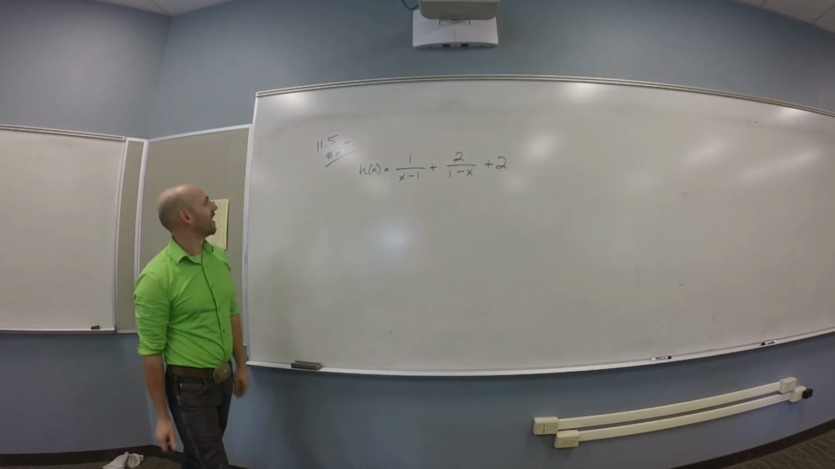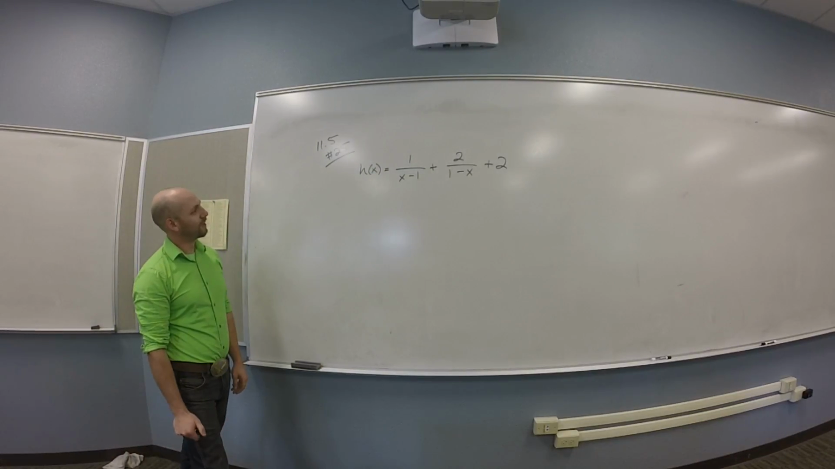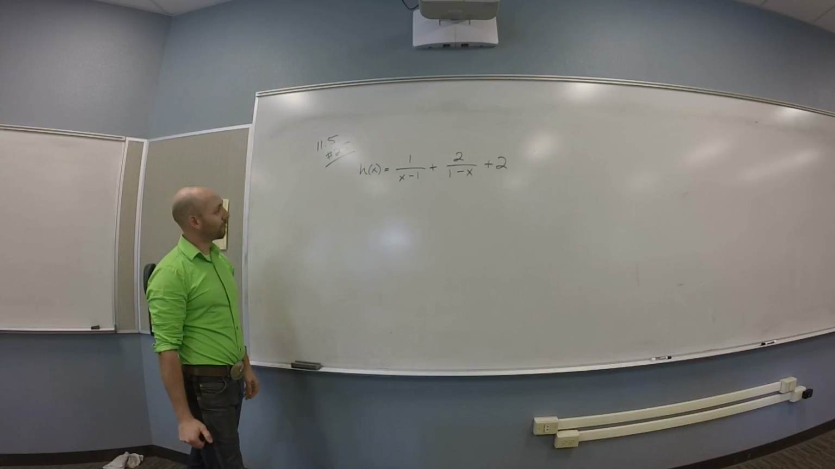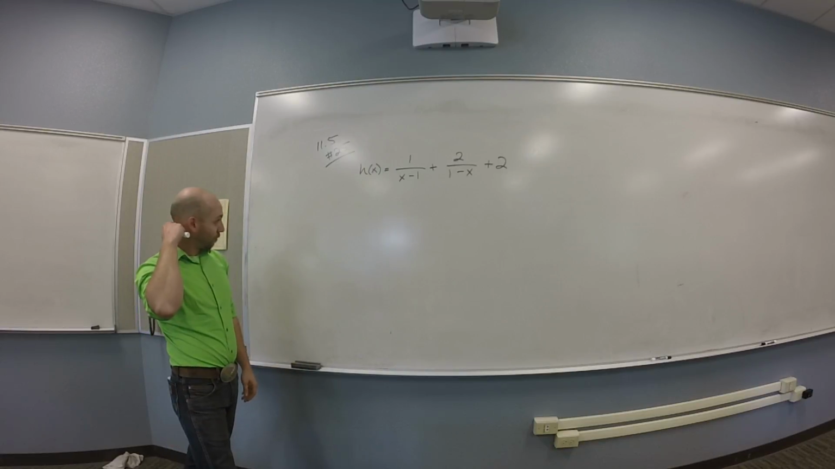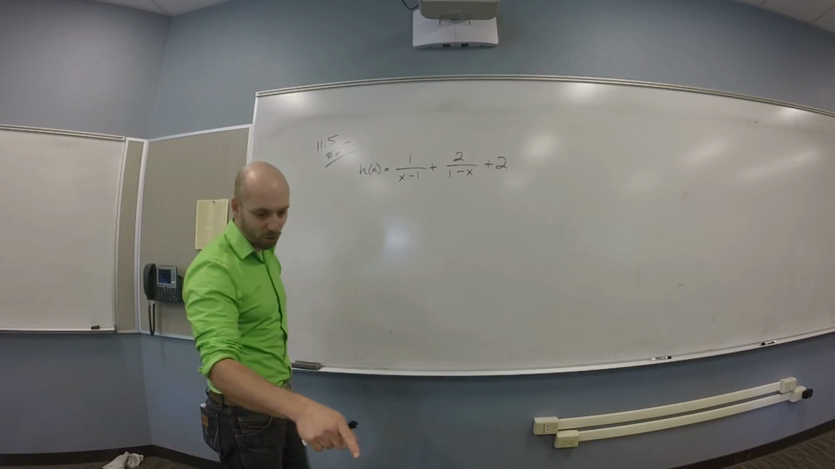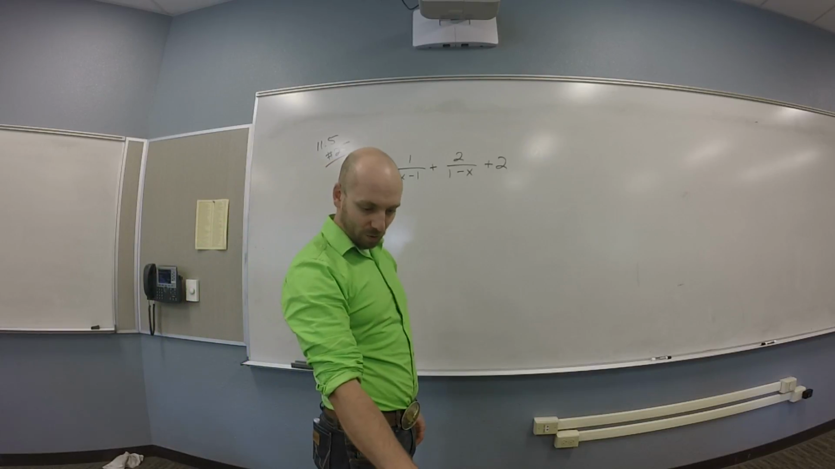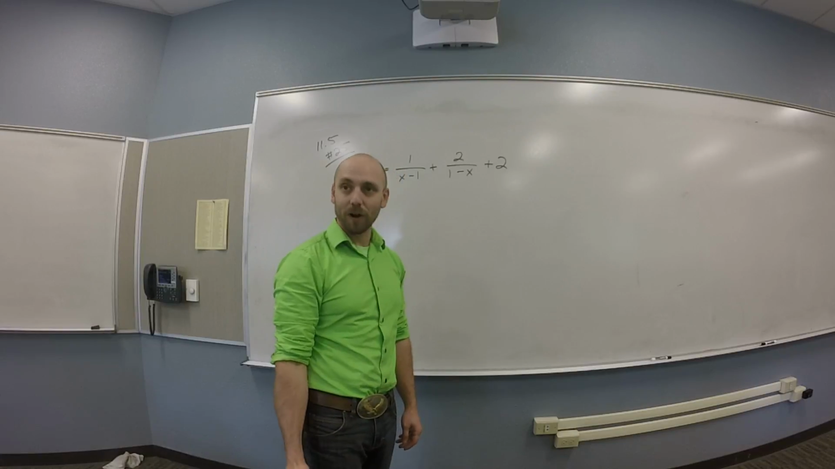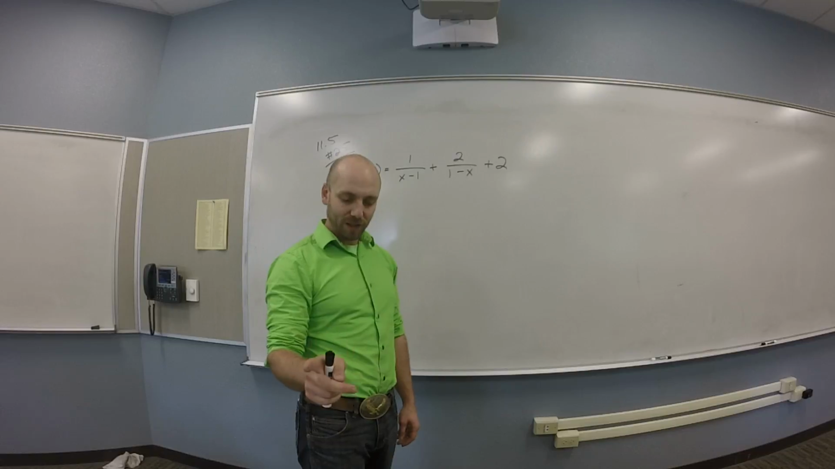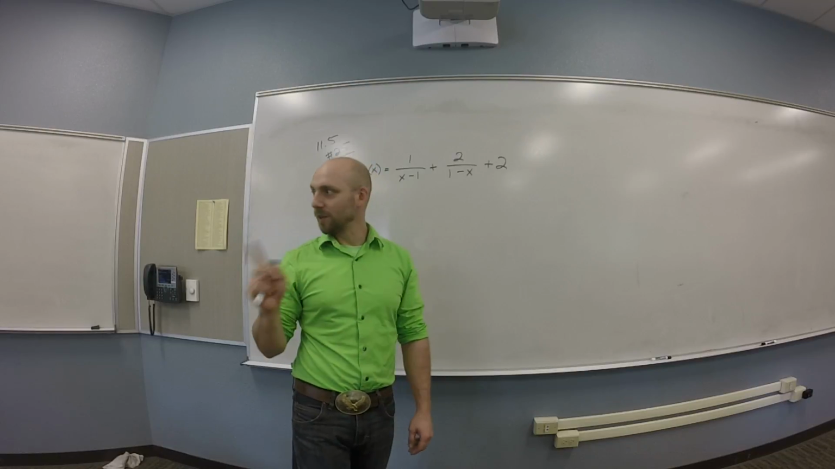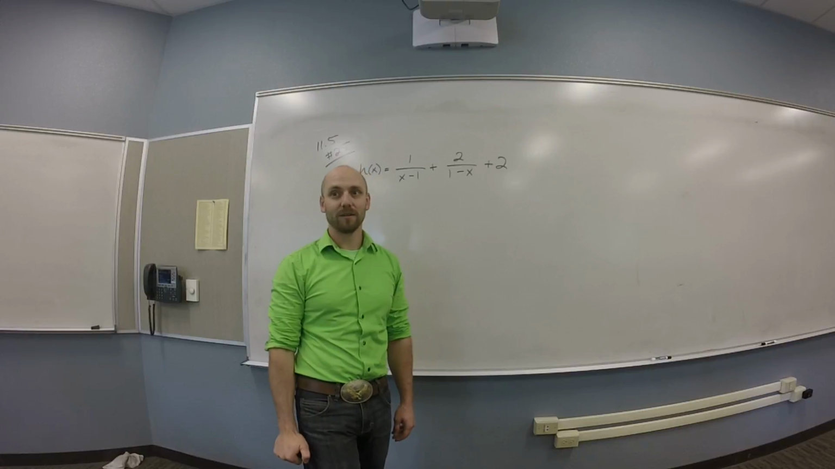All right, let's try number 25 in 11.5. So we have here a function, h of x is 1 over x minus 1 plus 2 over 1 minus x plus 2. And the thing I'm supposed to do is notice this is a transformation of 1 over x to some power. Find the power, describe the transformation, and graph labeling asymptotes and whatnot.